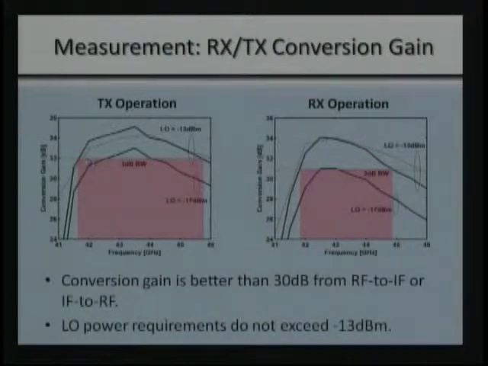And in both cases here, you can see that we not only hit our frequency target, so between 42 and 45 gigahertz, but we had better than 30 dB of gain in both situations. So that looks good.